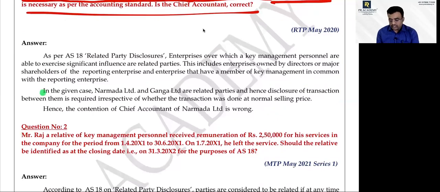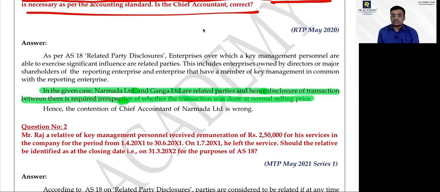Narmada Limited, Ganga Limited is a related party and hence disclosure of transaction between them is required irrespective of whether the transaction was done at a normal selling price.